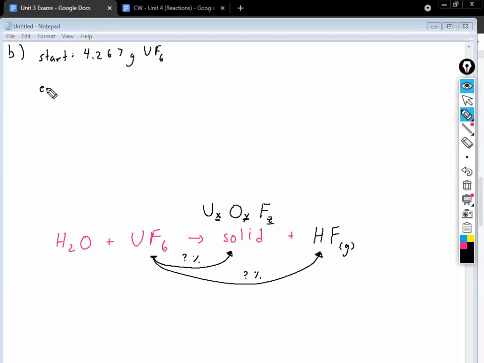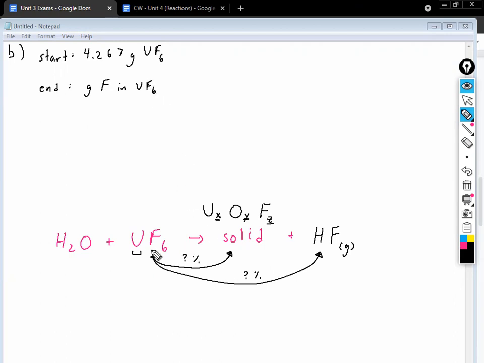Now we need to figure out what we want to end up with. Okay, now we're not going to be able to do this problem all in one stoichiometry problem, but we do need to identify what we're trying to figure out. Now, if we're trying to figure out what percentage of the fluorine ended up in the solid and what percentage ended up in the gas, do we care about the uranium right now? No, right? We don't care how much uranium is in there. We only care about how much fluorine is inside of UF6. And so what we're going to be looking for is the grams of fluorine in UF6.